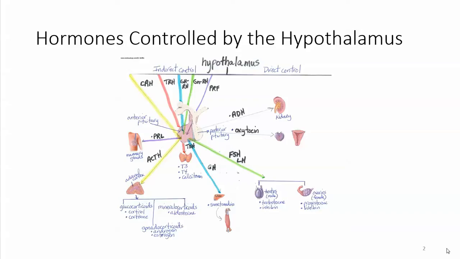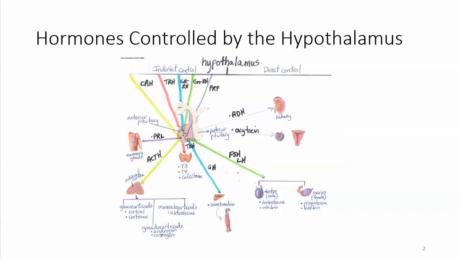And this first group is under indirect control. These are tropic hormones. Tropic hormones are hormones that affect organs that release other hormones. Okay, and so these are all going to work on the anterior pituitary. It is also called the adenohypophysis. The other hormones that are under direct control by the hypothalamus come from the posterior pituitary, and that's called the neurohypophysis because it comes in direct contact with the hypothalamus.